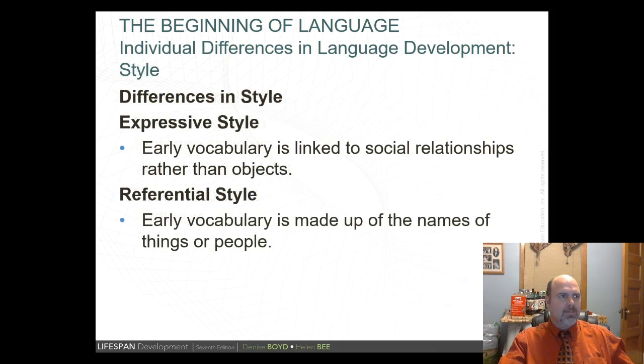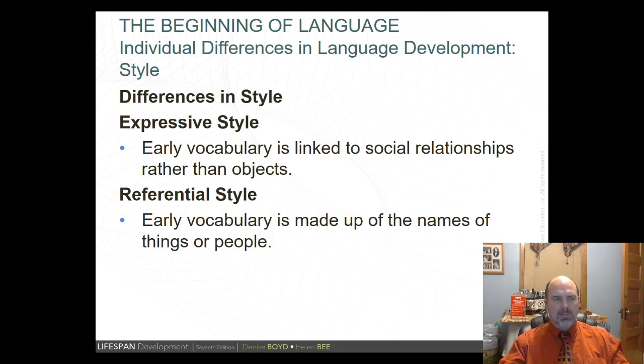Okay, next is, with the beginning of language, there's differences in style. One's called expressive style. These children often learn pronouns like you, me early, and use many more personal social words like no, yes, want, please. They use multi-word strings such as I love you, and do it, and go away. Expressive language may sound advanced, but often they have a smaller vocabulary than referential style language.